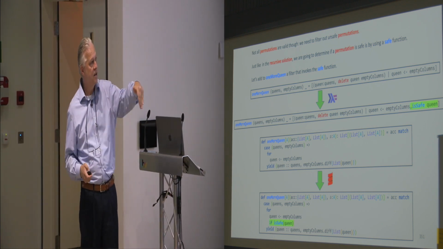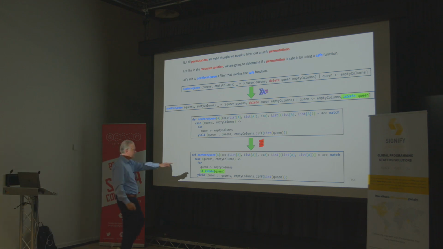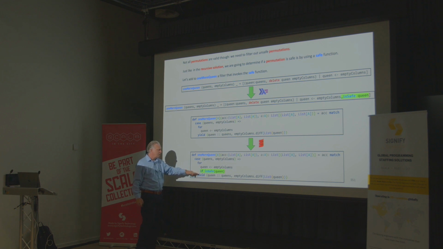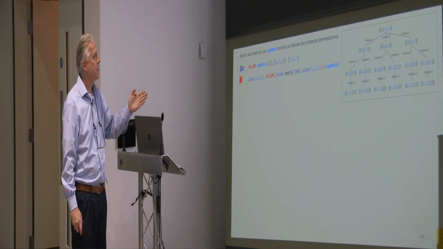And next, we don't want all permutations, we want the safe permutations. So let's plug in this black box, the isSafe function. So once we've picked a column for the next queen, we then ask, is it safe to place the queen there? And only if it is safe do we proceed, otherwise we backtrack in the for comprehension.